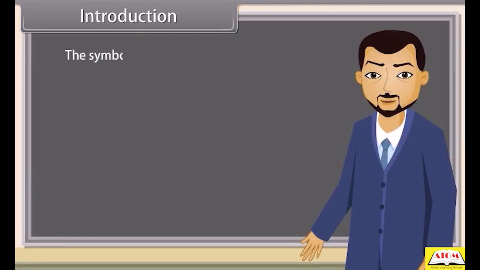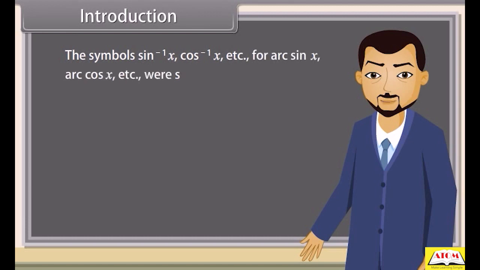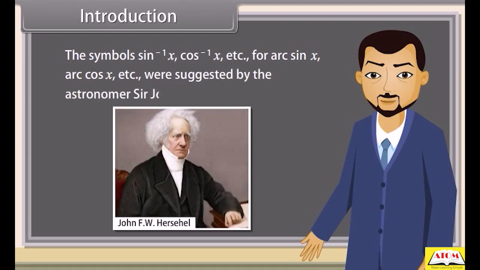The symbols sin⁻¹ x, cos⁻¹ x, etc., for arcsin x, arccos x, etc., were suggested by the astronomer Sir John F. W. Herschel, 1813. Now, come, let's learn about inverse trigonometric functions.